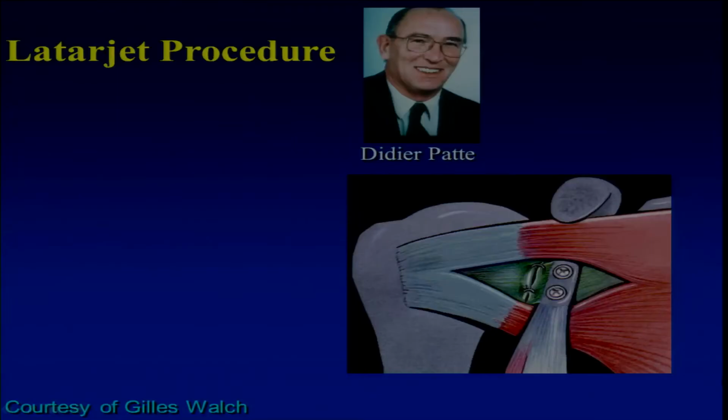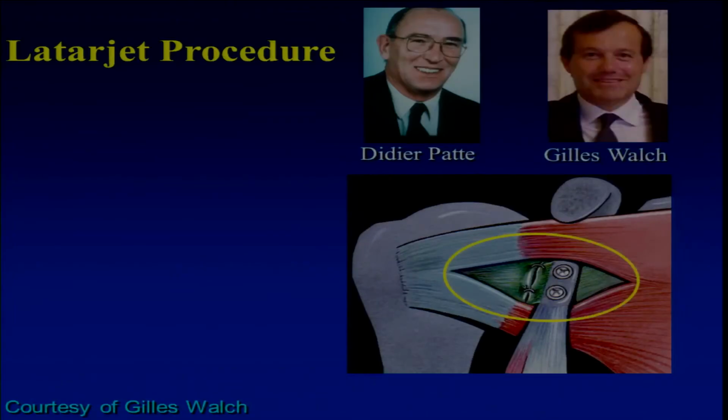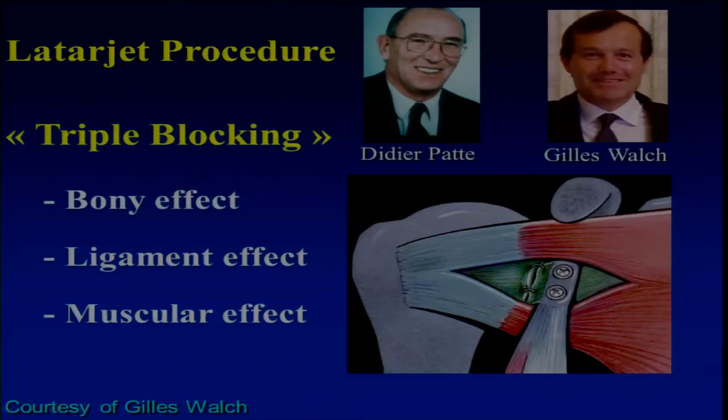This Latarjet procedure became popular thanks to Didier Patte's contribution. And he proposed to use 2 screws instead of one of the original procedure. And he also recommended to close the capsule with the coracoacromial ligament. And then later, Gilles Walch recommended to use the splitting approach instead of cutting the subscapular tendon. Thanks to them, this procedure has become the standard procedure for open Latarjet. And Didier Patte said there are 3 blocking mechanisms: bone, ligament, and muscle.